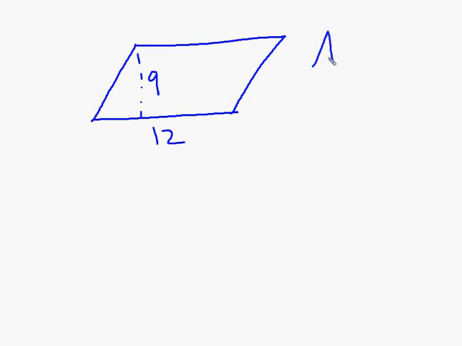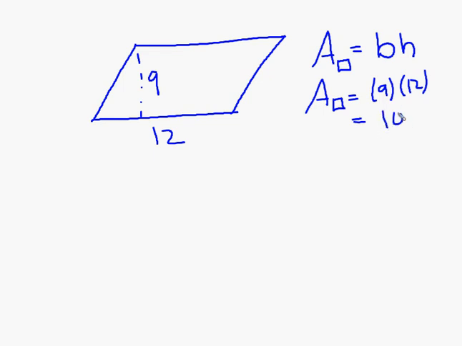Well, the area of a parallelogram, and I'm going to put little symbols next to this that look like a box, because I just can't draw a parallelogram really well, is base times height. 9 times 12. In this case, the area of the parallelogram is going to be 9 times 12, which is 108.